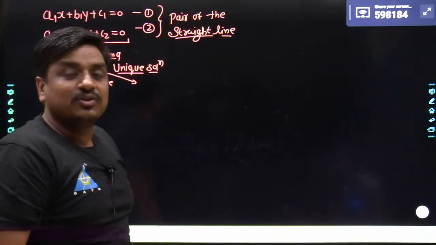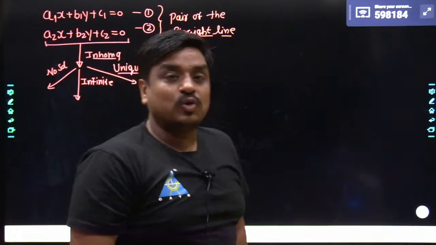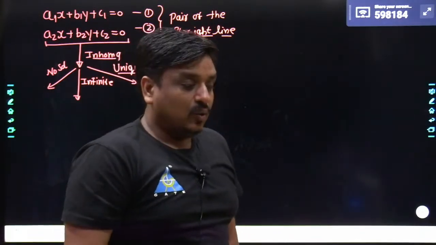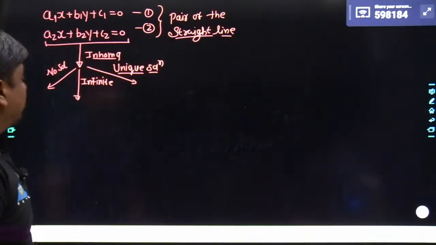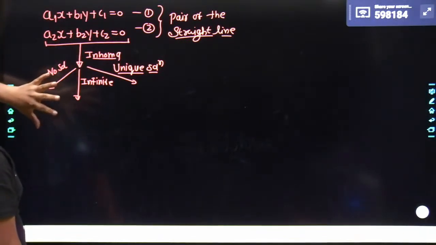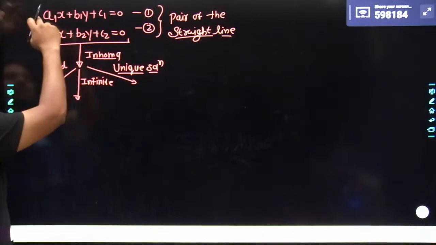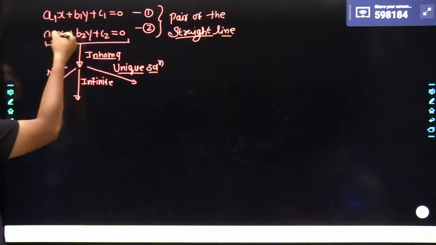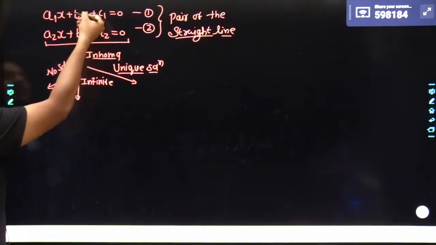What does it mean by the values of C are different? That means their intersection over the y-axis is different. So if you talk about the no solution case, their slopes have to be the same. How does the slope have to be the same? The slope has to be the same if A1 versus A2 is the same as B1 versus B2.